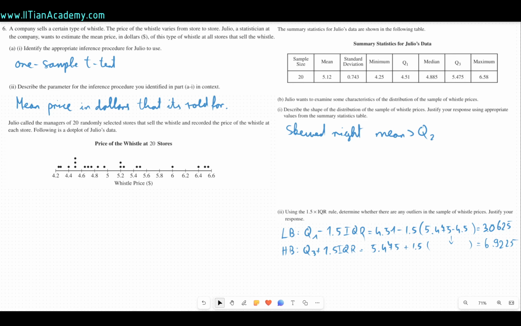So what we need to see here is, are there any values that are outside of this range? And what we can see is that the lowest value is 4.25. So the minimum is 4.25. That's above the lower bound, and the highest value is like 6.5 something. That's smaller than the higher bound, so there are no outliers. There are no numbers that lie outside of this range.